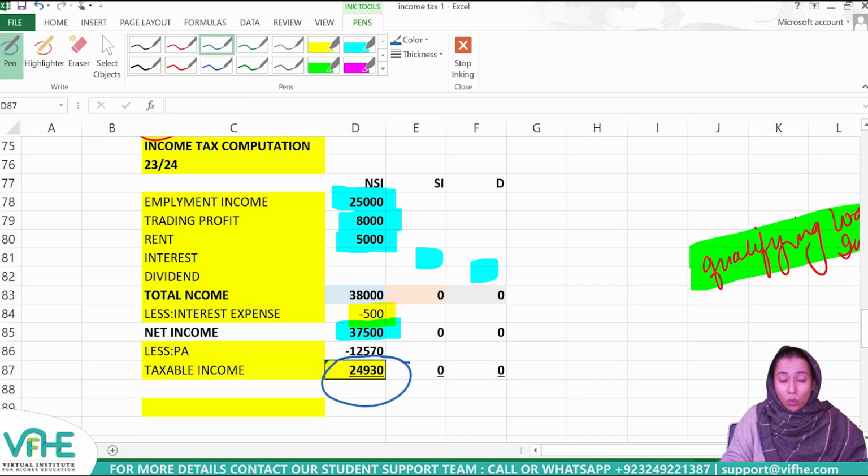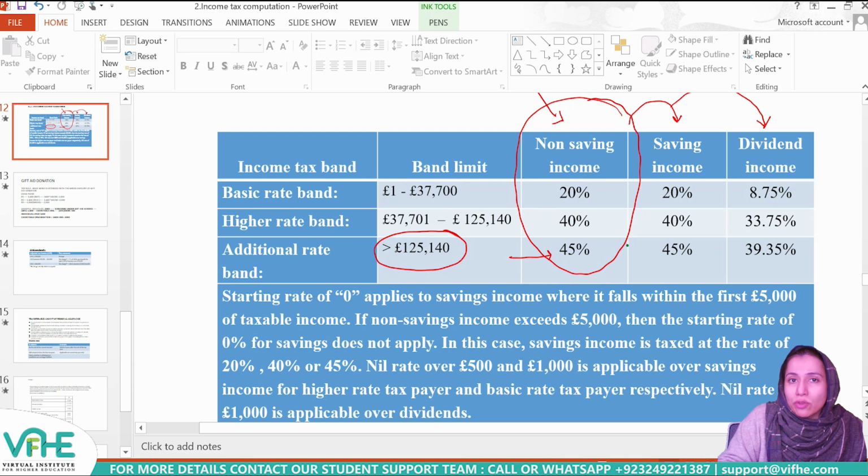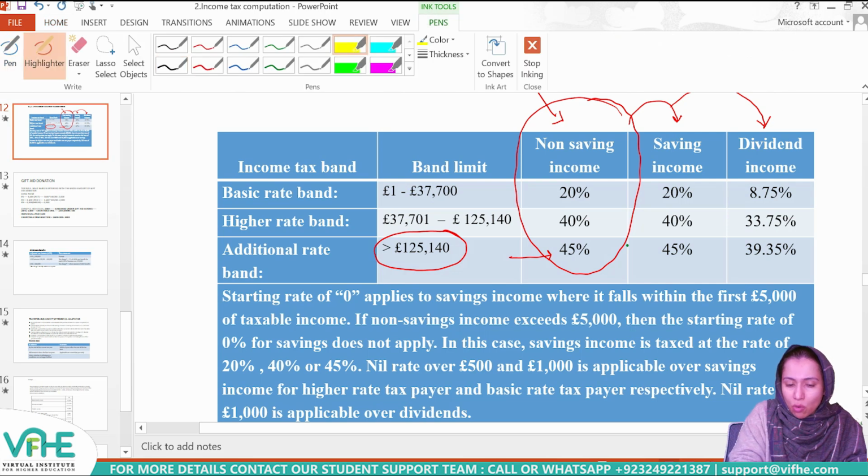So our taxable income is £24,930. Once we have gone through 3 steps, segregation of income, deduction of interest paid, and deduction of personal allowance, we come to know what the taxable income for a person is, and this is the income on which tax rates shall have to be applied. So now we have to apply the tax rates. As I've told you, if the taxable income for non-savings is found to be either equivalent to or less than £37,700, the basic rate shall have to be applied.